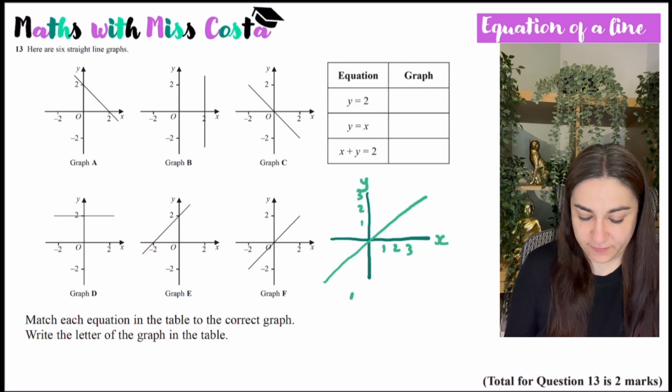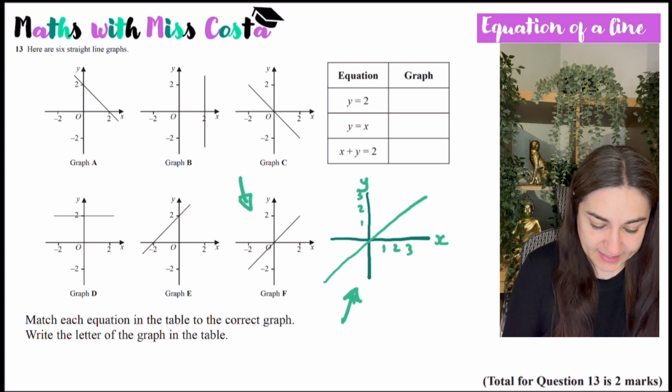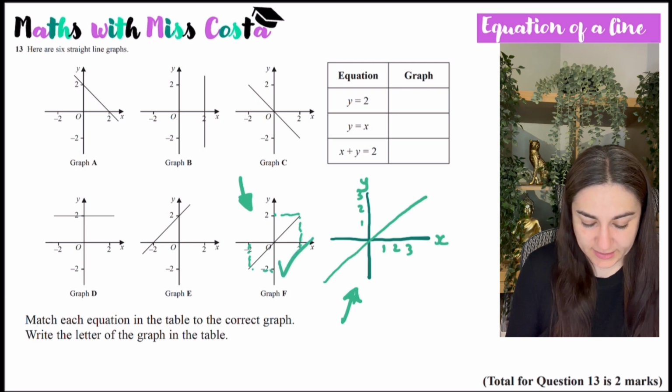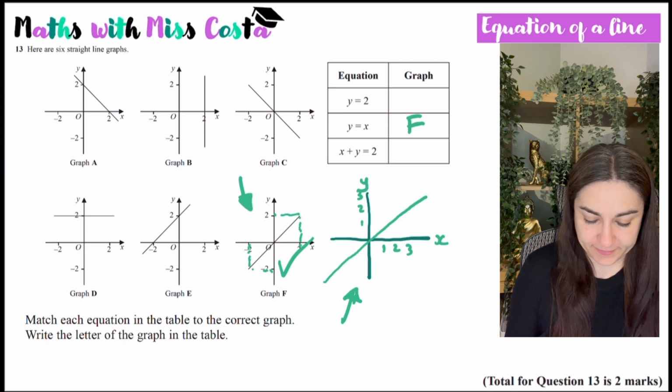So I'm essentially looking for a graph that looks like this. And the one that looks like that is this one over here. So let's double check. When x is 2, y is 2. When x is negative 2, y is also negative 2. So this is going to be the graph y equals x.